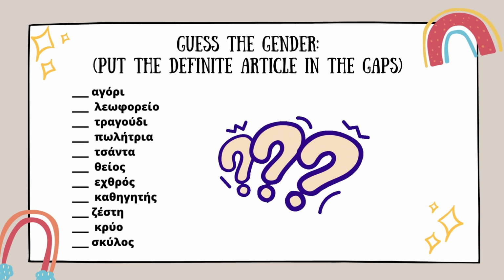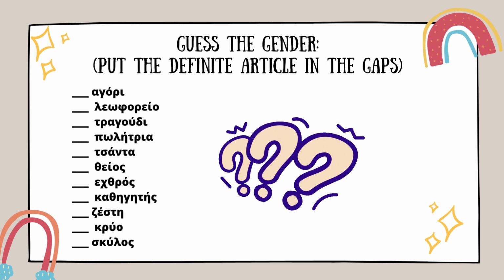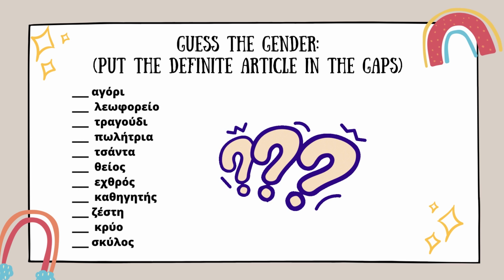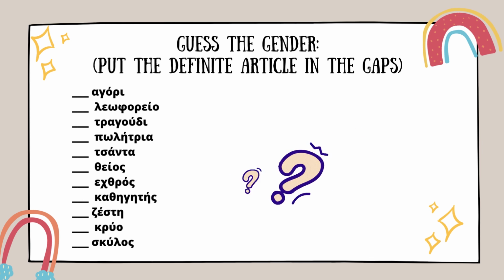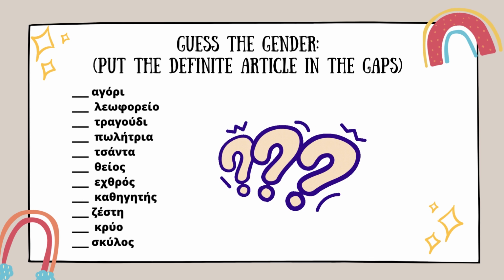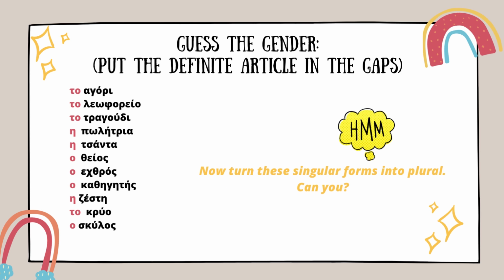Now, at the end of the video, I have an exercise for you in order to practice more the grammatical rules. So here you have to guess the gender of the nouns that we have below. Put the definite article in the gaps according to the gender of the words. You can pause the video now because in a few seconds I will show you the answers.